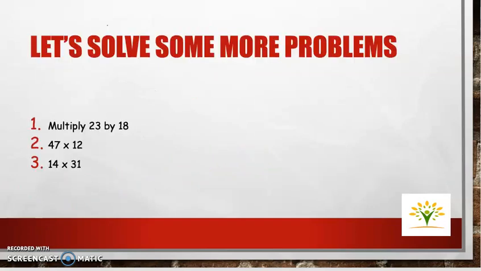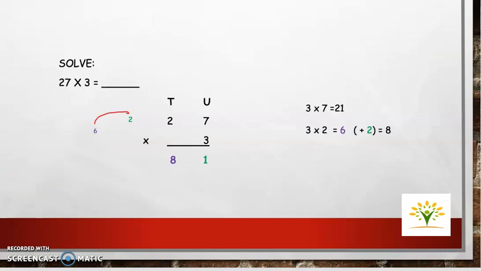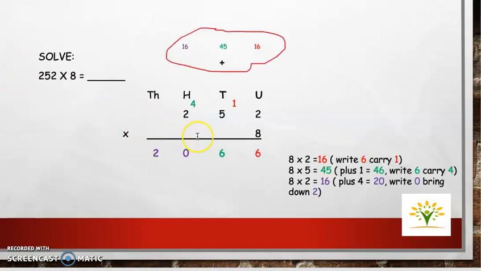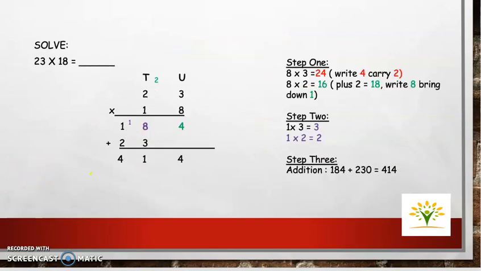Okay, let's solve some more problems. These are now 2-digit numbers, right? Here we multiplied a 2-digit number by a 1-digit number. Here we multiplied a 3-digit number by a 1-digit number. Now we're going to multiply a 2-digit number by a 2-digit number. So look at this example now.